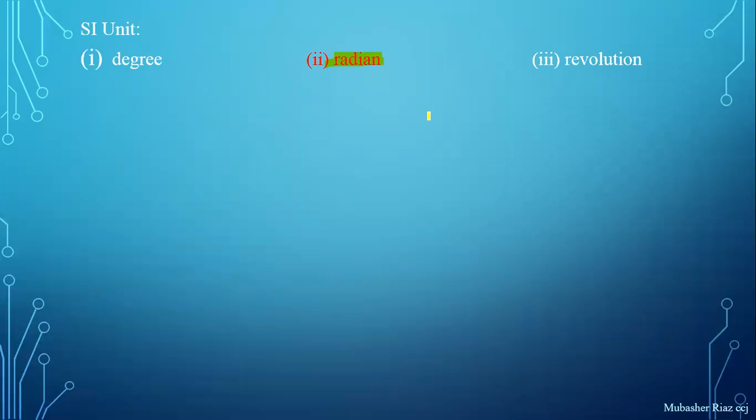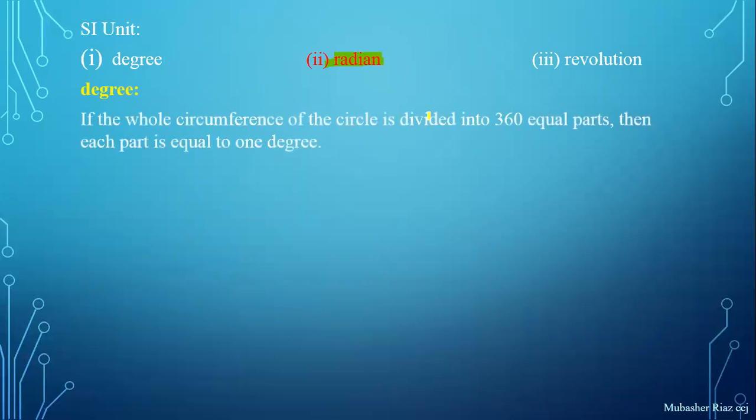So what is meant by degree? Degree can be defined as follows: if the whole circumference of the circle is divided into 360 equal parts, then each part is equal to 1 degree. Now what is radian?